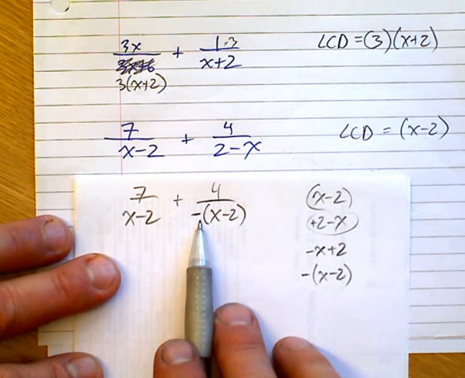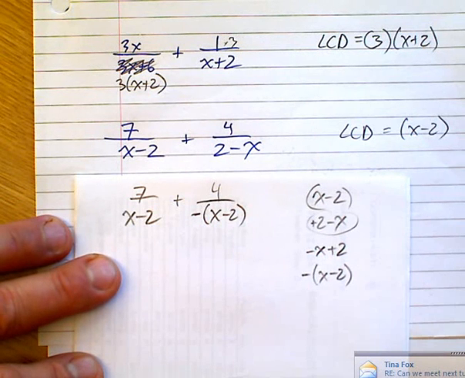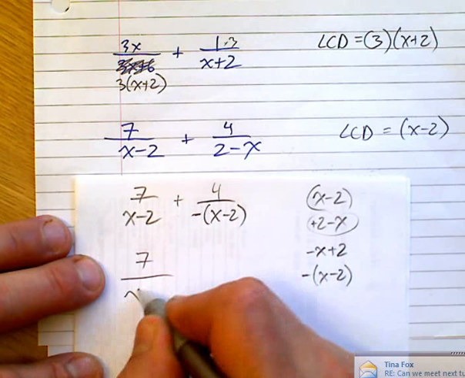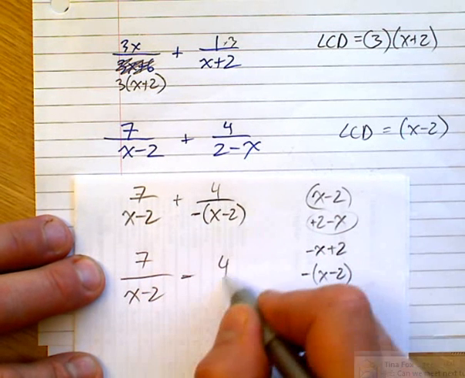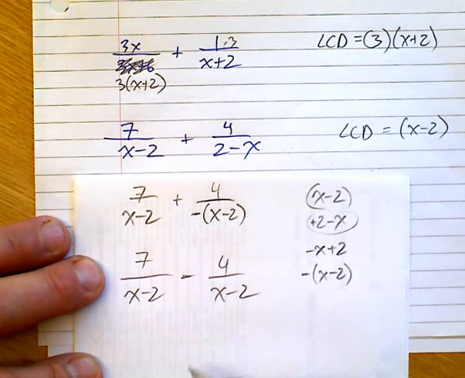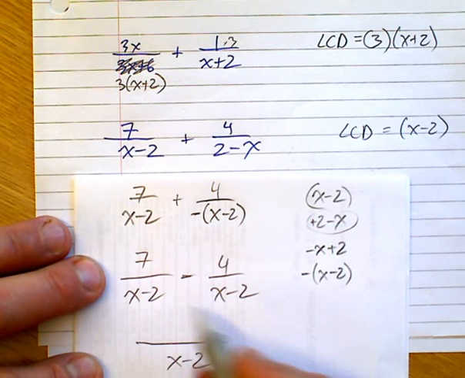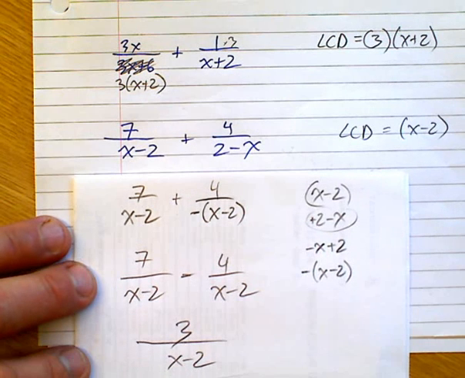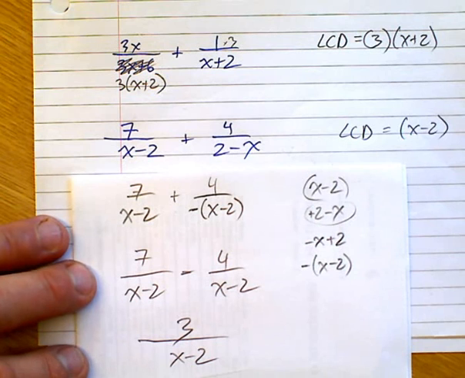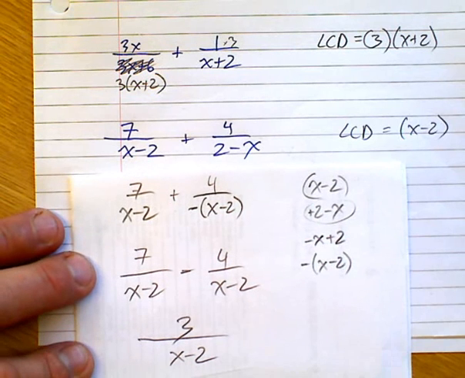So all we really do is 7 over x minus 2, change the plus to a minus, 4 over x minus 2. You have the same denominator already. 7 minus 4 is 3. Boom, done. So some of them turn out pretty easy, some of them don't. Boom, another sheet of paper down.